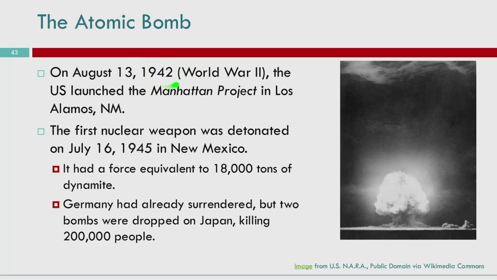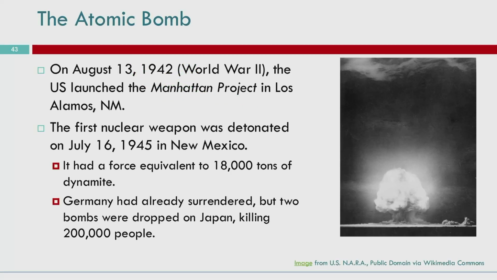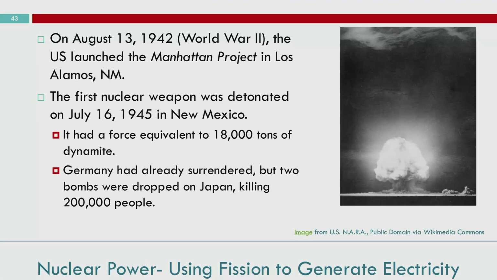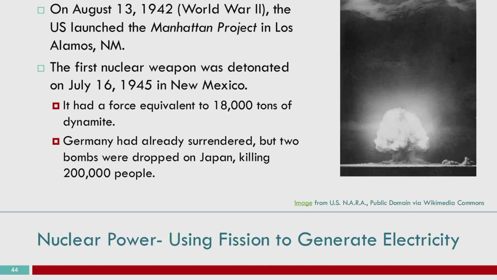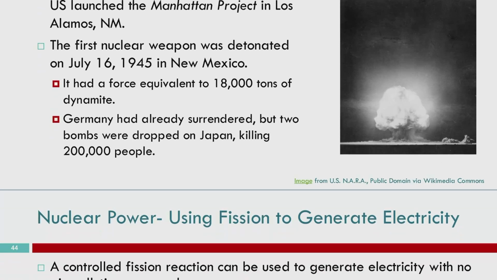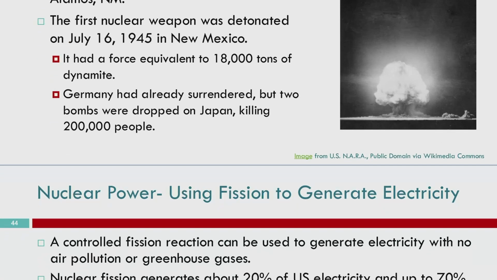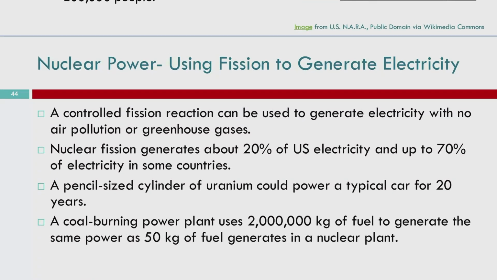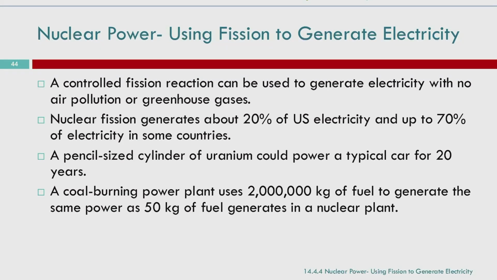In 1942, the US launched the Manhattan Project in Los Alamos, New Mexico, and the first nuclear weapon was detonated in 1945 with an equivalent force of 18,000 tons of dynamite. The bomb, of course, was much smaller than that. Germany had already surrendered at that point, but 2 bombs were dropped on Japan, and at least 200,000 people were killed. So that's the dark side of fission.